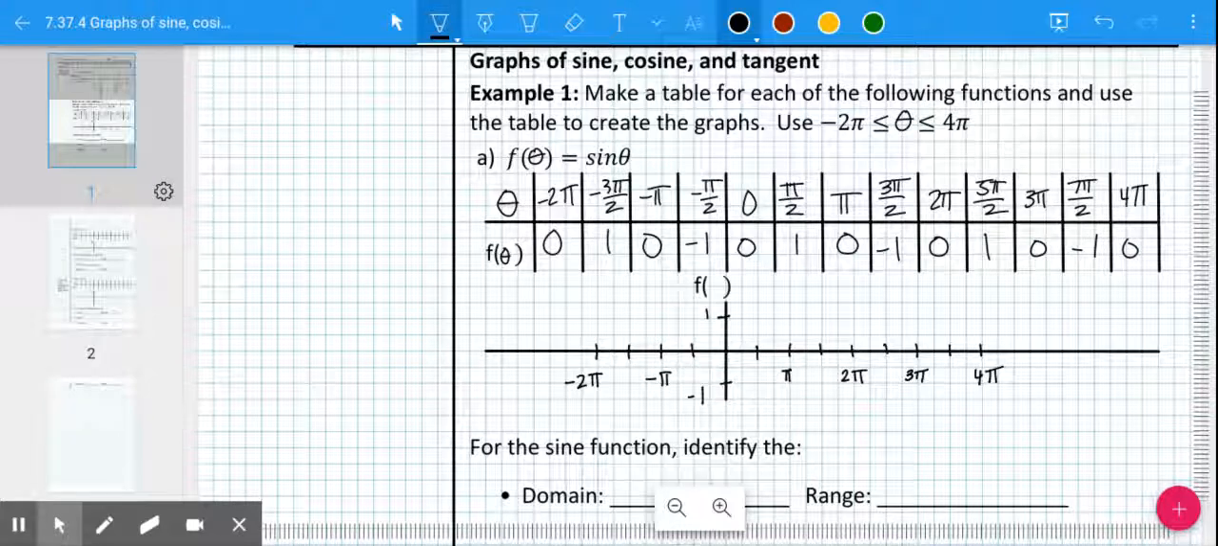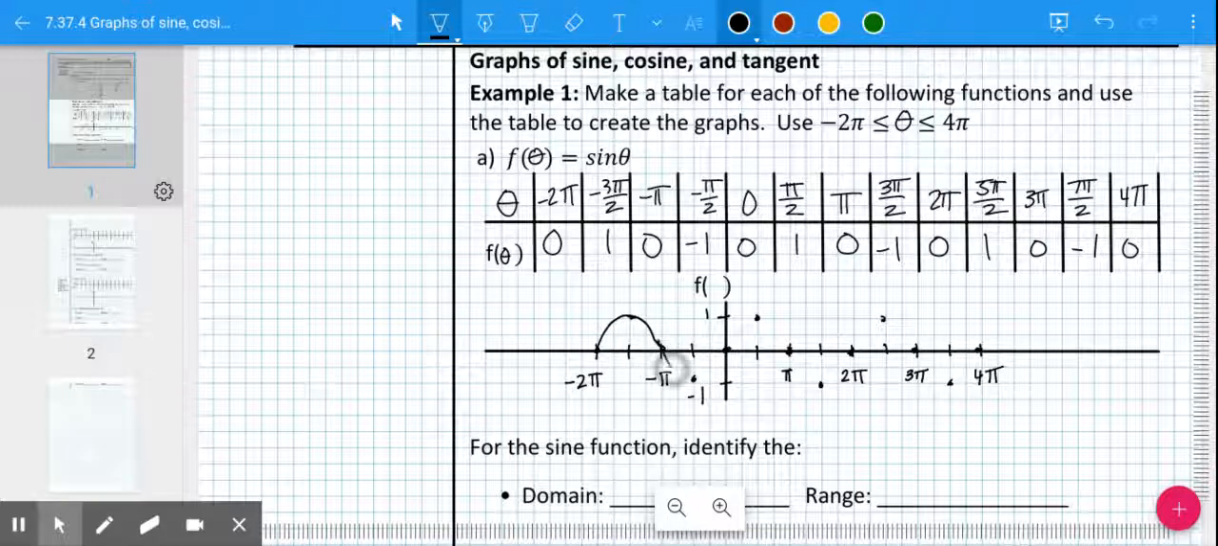Let's plot these points. So I have 0, 0, pi over 2, 1, pi 0, 3 pi over 2, negative 1, and I'm going to continue this pattern. Try not to miss any. You should be able to tell if you miss one, because when you go to connect them, it'll be really wonky looking. And then when you connect them, it's just like yesterday's notes where you have to connect them smooth and you kind of curve through. So it looks like this.